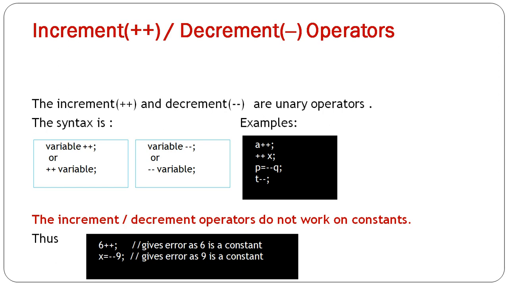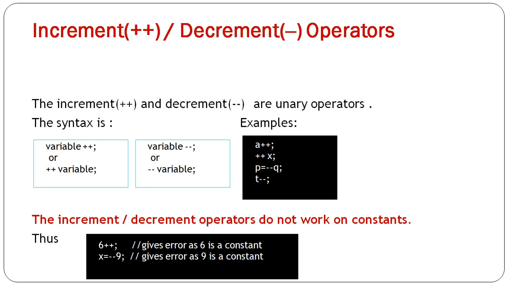Next, coming to increment and decrement operators. The operator plus plus adds 1 to its operand, whereas the operator minus minus subtracts 1 from its operand. These are unary operators and they take the following forms: a plus plus, plus plus a, similarly a minus minus, minus minus a. Both the increment and decrement operators may either precede or follow the operand.